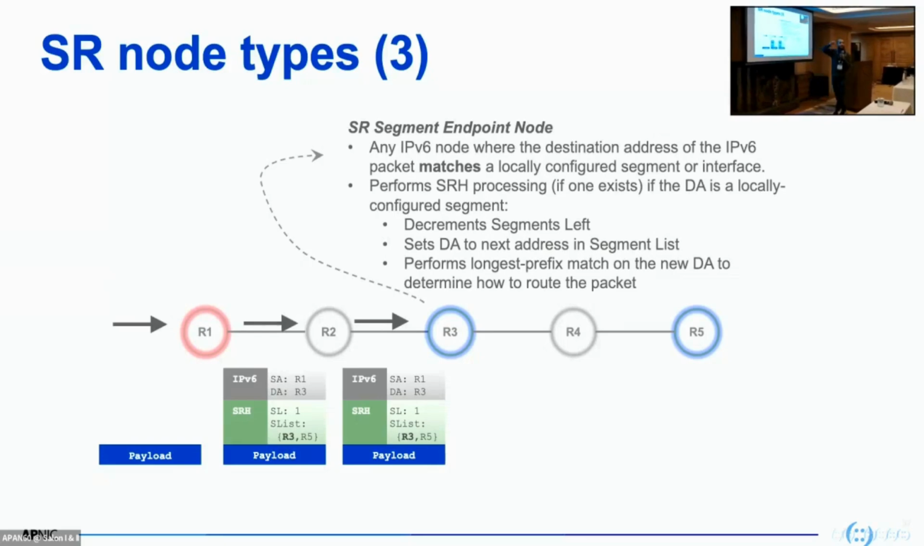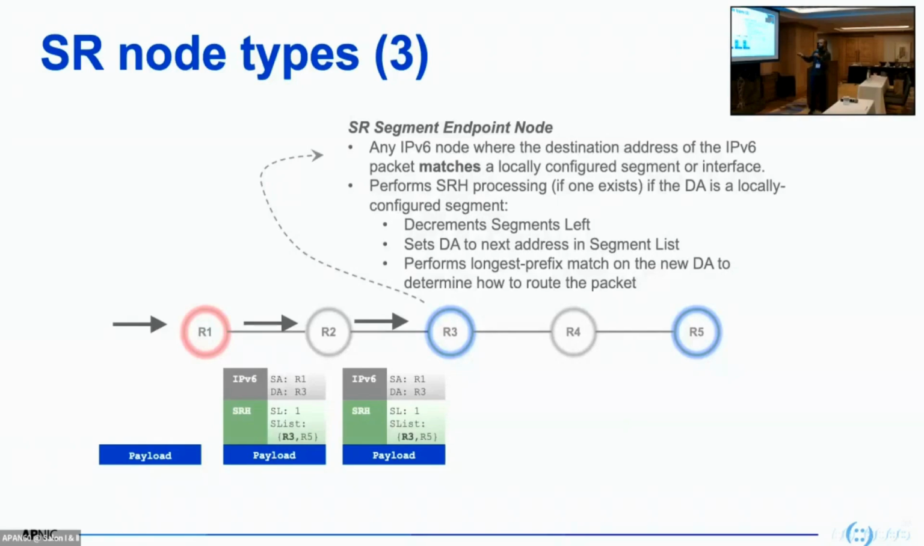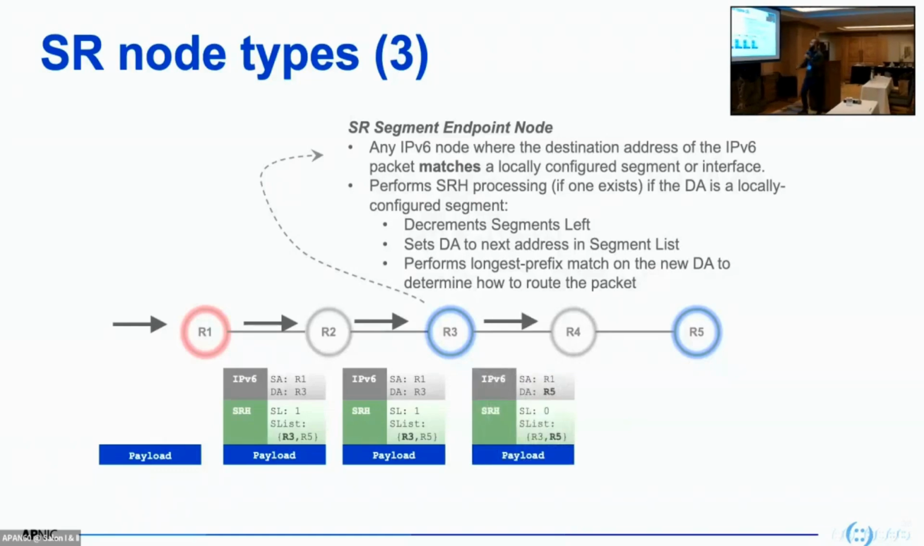Every segment has its last node as endpoint. So this is the endpoint, but not the ultimate endpoint. That's how it understands it's not the ultimate endpoint, because it can see that there is one segment left. So what it will basically do is change not the source IP but the destination IP. From where? From the list. The last one will be copied here, and segments left is reduced by 1.